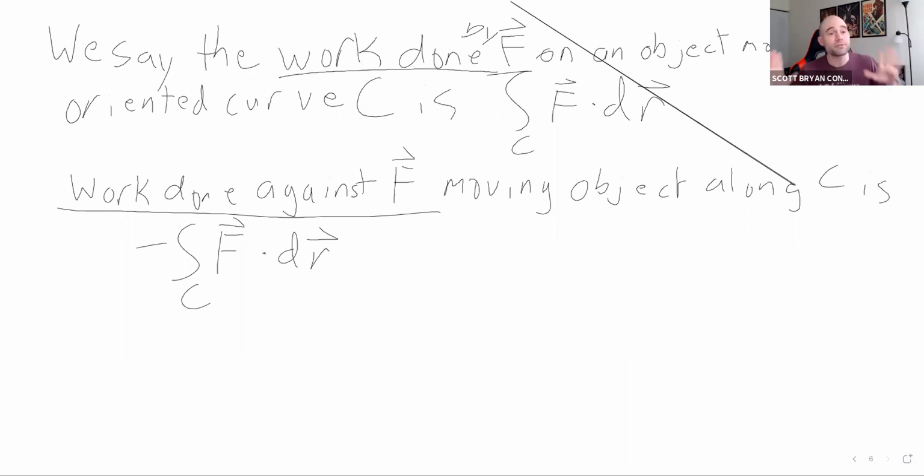Okay, so we have a few minutes left. I want to just briefly start talking about conservative vector fields and get to the big theorem about conservative vector fields. Why conservative vector fields are so nice to integrate over.